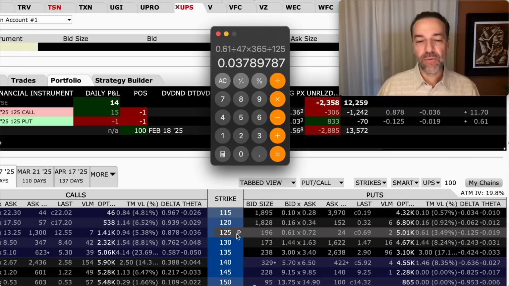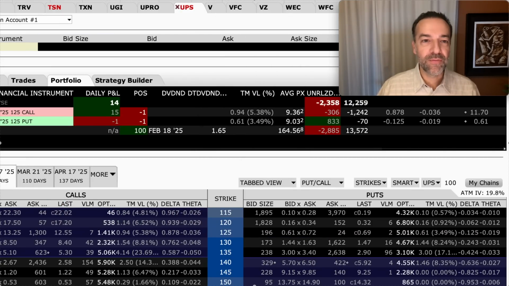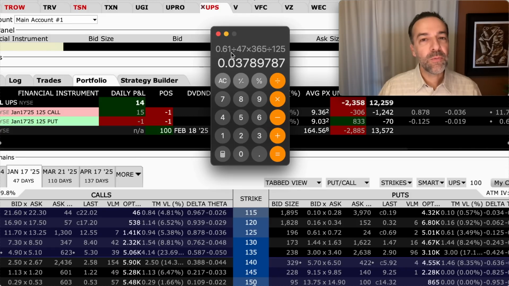Here what the broker's saying is if we sold this 125 option, it's worth about 61 cents. Now I think you get in between 61 cents and 72 cents, but we'll go conservative and say you'll get 61 cents. So take 61 cents divided by the number of days left in this option, which, if I slide this over, you can see there are 47 days left in this option.